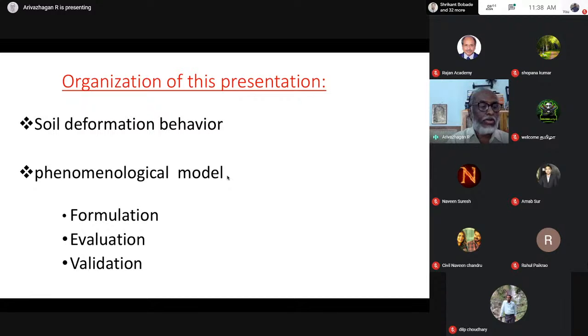Before we enter into the model, we must know the soil deformation behavior. Then next, we will enter into the phenomenological model or dynamical model. In this, the first one is formulation. This is a very, very important part of this presentation. That is, what are the phenomena behind this model, how they are combined to make a model, how it can be expressed in a mathematical form which contains the material model parameters.